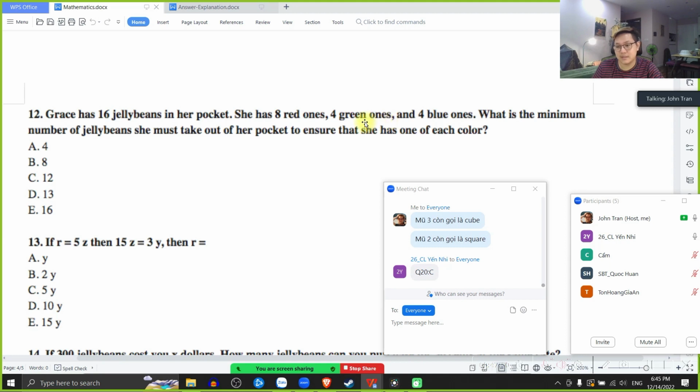You have to eliminate the case of 12, because there will be a case where there are 4 green or there will be a case where there are 4 blue left.